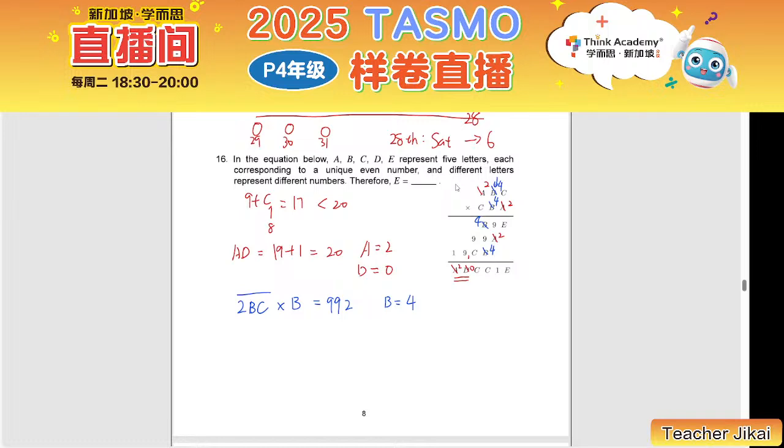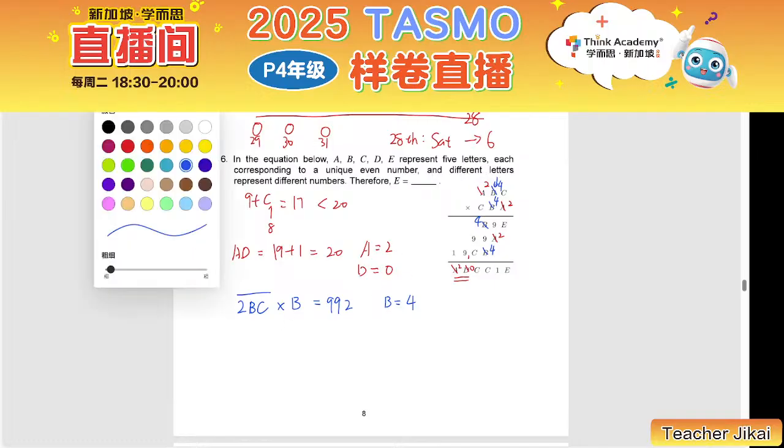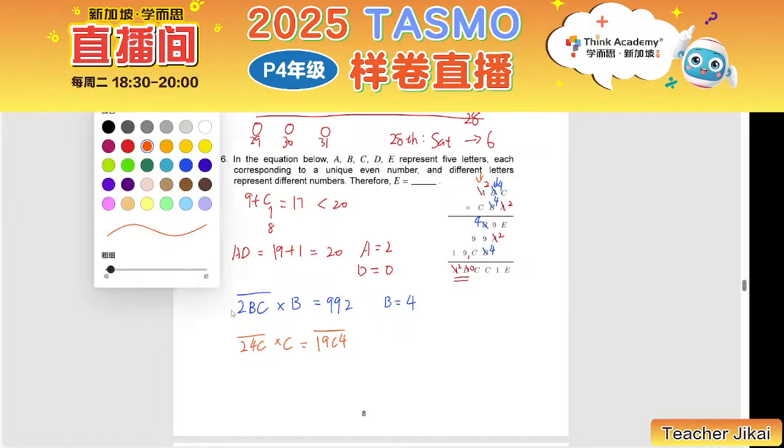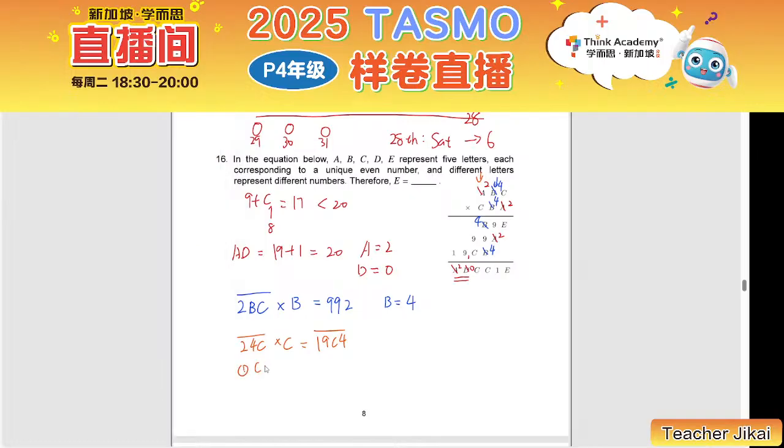So then we can focus on the C here. You can see during the first column, the orange one, the 2, 4, C, we times the C will give you 19C4 here. So you can just use the last digit. In the first case, C equals 6, because 0, 2, 4, 6, 8, we still have 6 and 8 not being used.